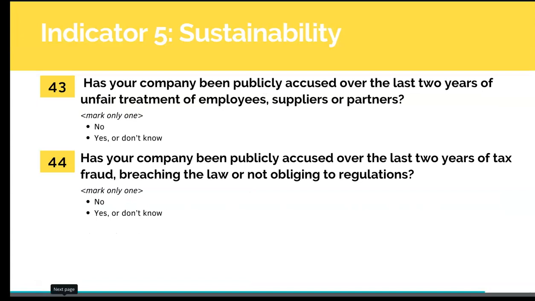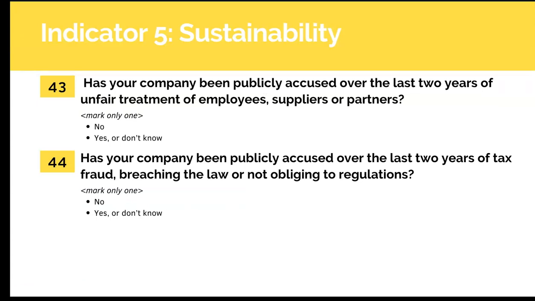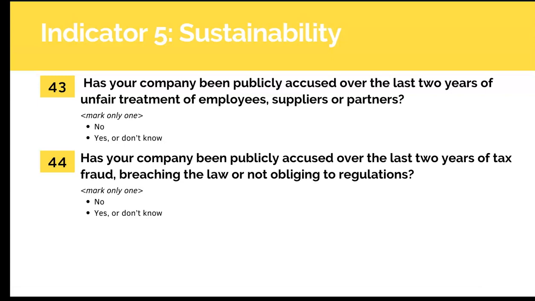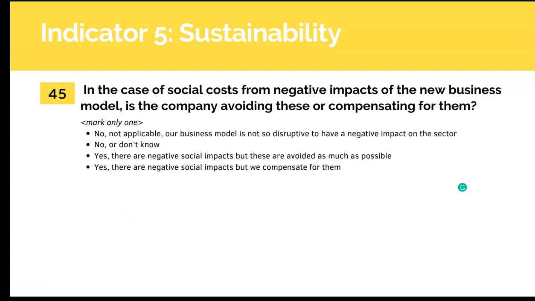And we have arrived at the last category, which is sustainability. The first few questions in this category are quite easy to answer. Hopefully, it's asking whether the company has been publicly accused of unfair treatment of employees, suppliers, or partners. And the second question is asking whether it has been accused of tax fraud or breaching the law or not obliging regulations. So a simple yes, no, or I don't know answer. Question number 45 is asking that, in case of negative social externalities, whether the company is avoiding these actively or whether they are compensating for them.